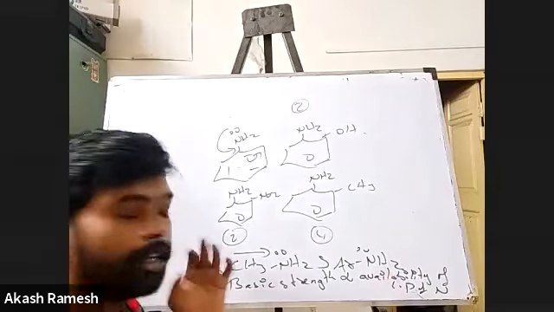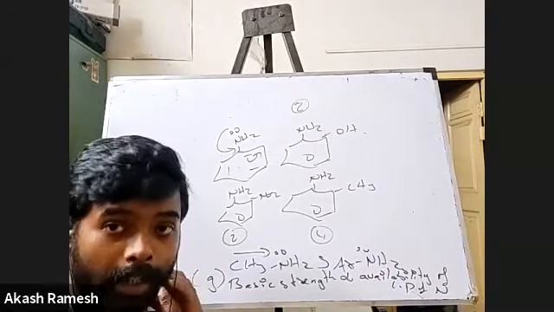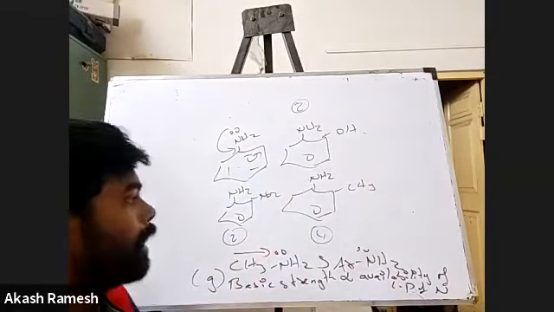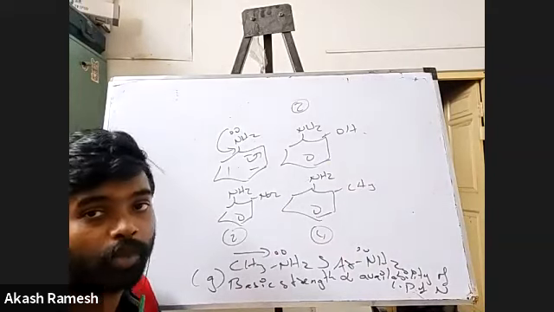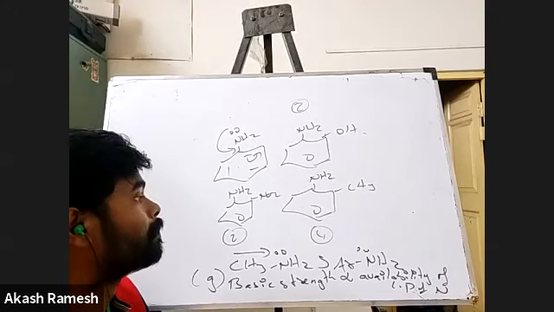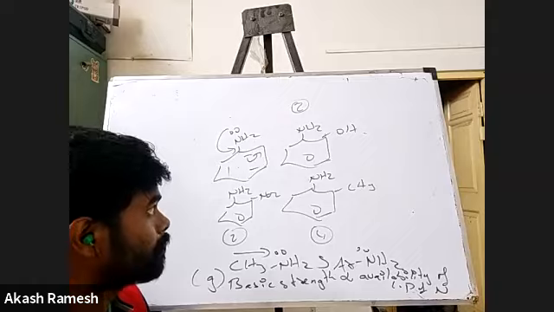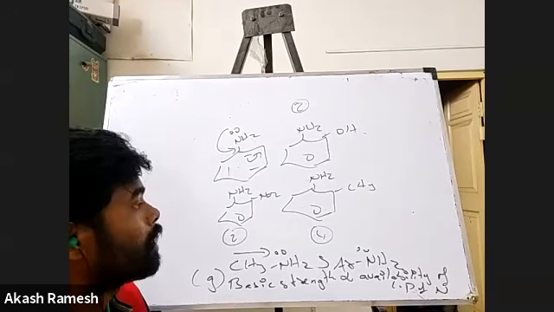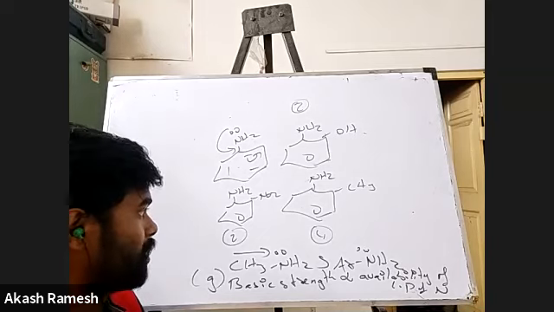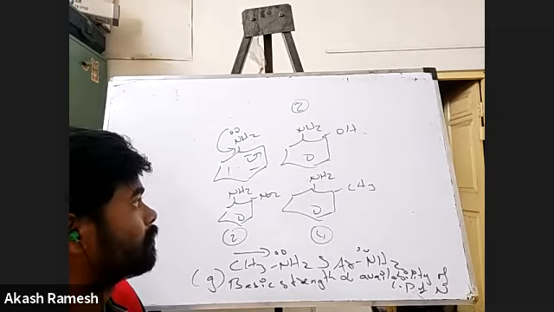Now we understood: basic strength is directly proportional to the availability of lone pair on nitrogen. Now you can answer these questions: 1, 2, 3, 4. Take a minute and answer this question. So is it 4, 1, 2, 3? Which is maximum? 4 is maximum? No, 4 is not the correct answer. 4 is not maximum basic. Any other answers?